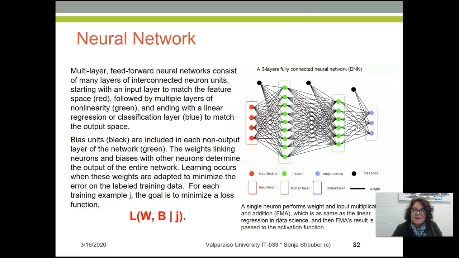Now let's see how these concepts translate into neural networks in data science. A neural network typically consists of an input layer and an output layer. The input layer models the feature space of our data set, that is, all the X attributes or the input attributes in our data set. And the output layer is the class membership or the Y attribute in our data set.